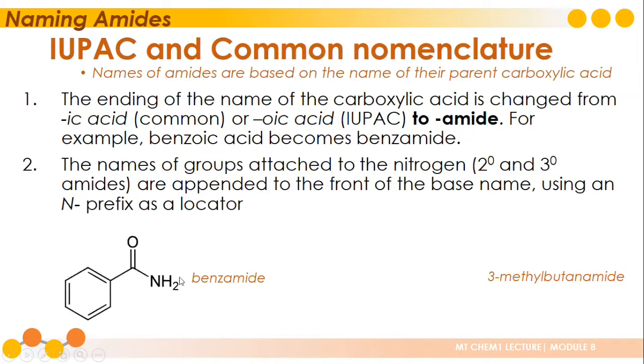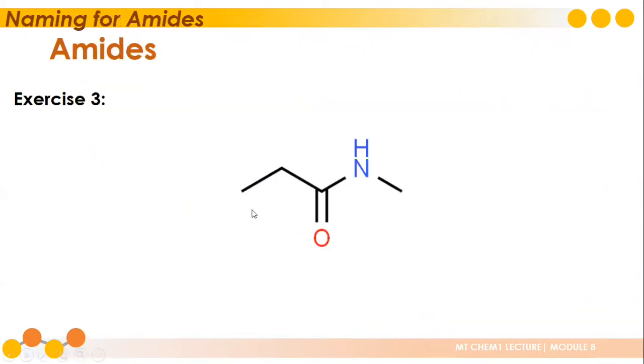Again, in our example, we have benzamide from benzoic acid. Another example is 3-methylbutanamide. As you can see here, this is our amide group. We have a carbon here and then 3-methyl because we have one methyl substituent, and then butanamide because we have a 1, 2, 3, 4 carbon chain length. This is very easy and quite similar to how you name other compounds. Let's have one example.